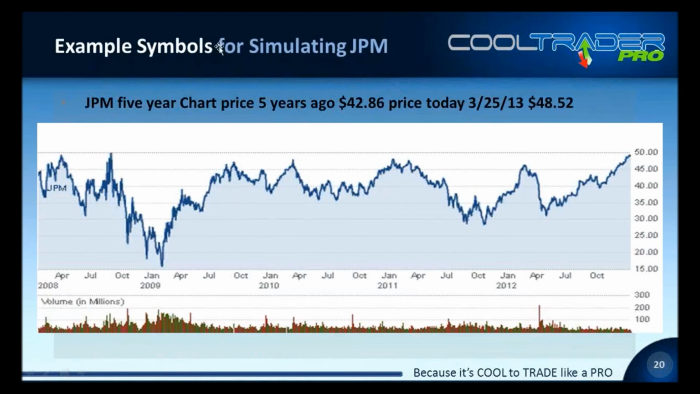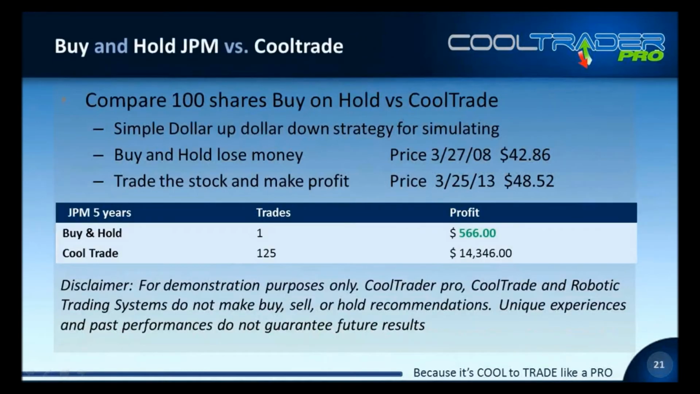So let's look at the next one here, which is JP Morgan. JP Morgan is another Dow stock. The price 5 years ago was $42.86, so over here. And the price on 3/25/13 was $48.52, so that's here. Now if you bought it and held it, you lost 5 years of your life and you made $2. But if you actively traded the stock, you can see all of this activity, all of this buying and selling that your robotic trader is doing on your behalf over the 5-year period. There are just a tremendous amount of profits here that the robotic trader would have taken for you.